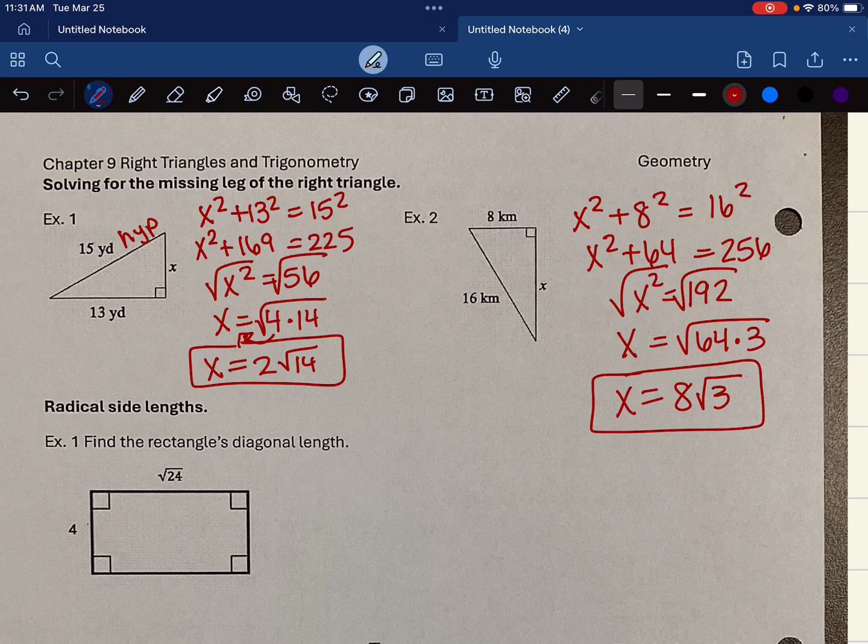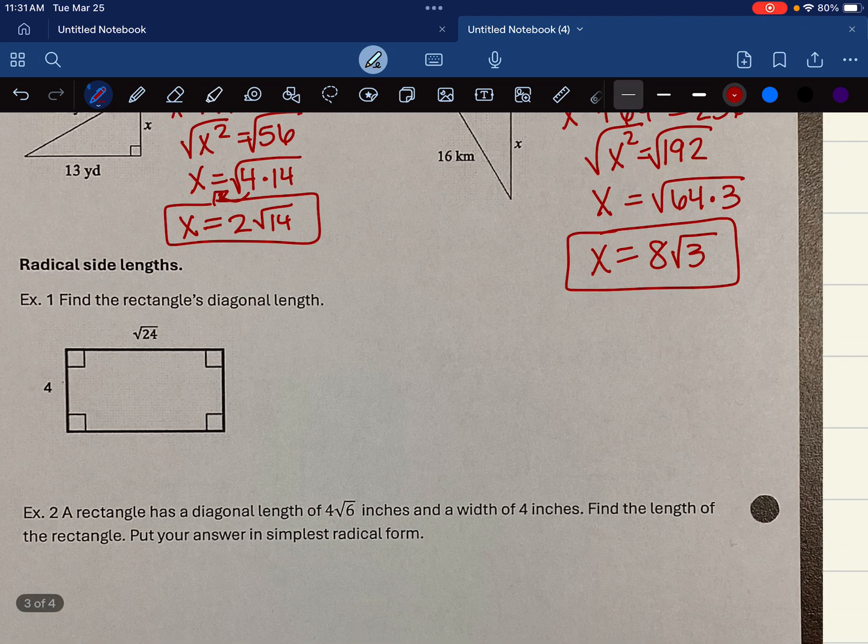Did we all get that? Did we all get 192? Okay, I know some of you were still working on the other part. It's 64 times 3, and then the square root of 64 would give you 8, remainder square root of 3. Okay? Questions on that, or are we okay? We're okay. All right.